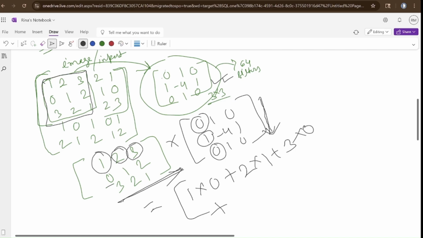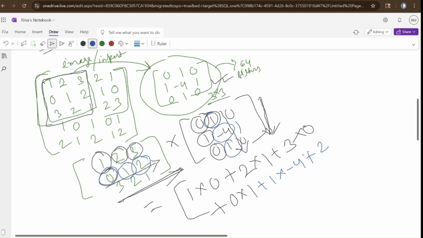plus this way, second column this way. So first is 0 with 1, 0 into 1. Next is 1 with minus 4, so 1 into minus 4. Next one is 2 into 1. So 2 into 1. Okay.